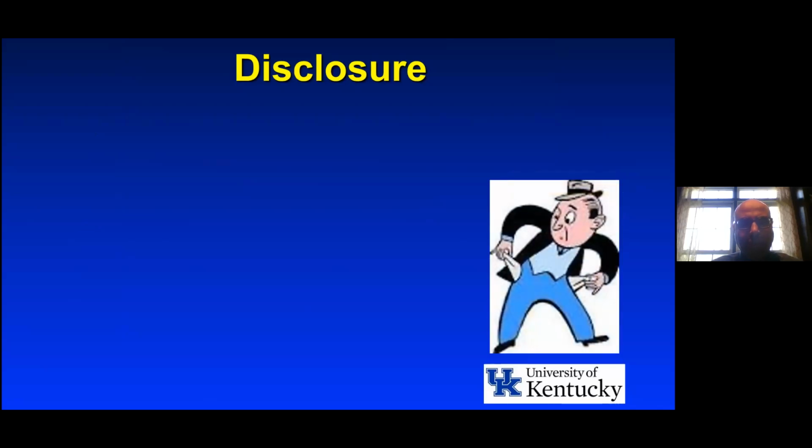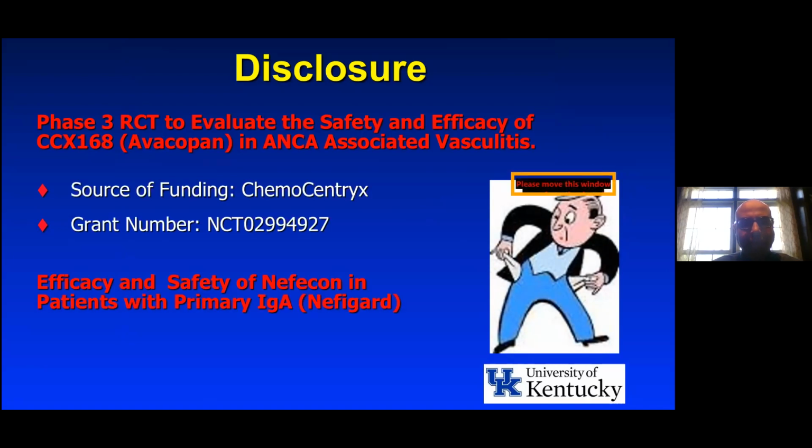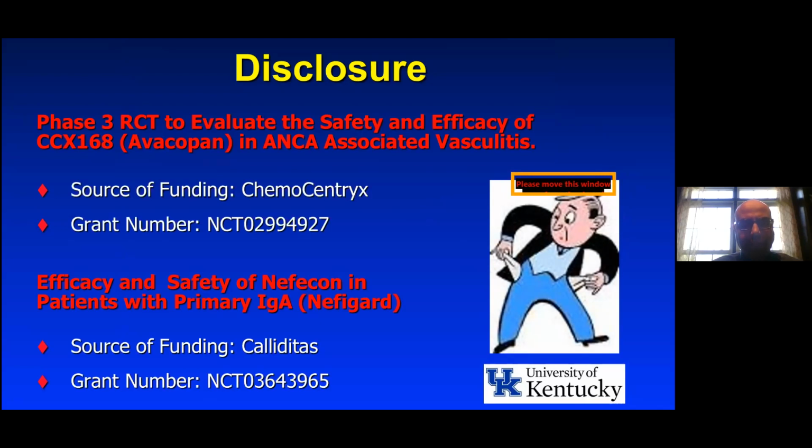First of all, I have to say that I have some disclosures, but I don't get any money from any pharmaceutical companies, and I'm not going to talk about any of the bone therapies or interventions today. I'm not going to talk about any off-label usage. And even the multi-center trials that I'm involved with with some of the pharmaceutical companies don't do anything with the bone. I have one of the phase 3 randomized clinical trials to evaluate efficacy and safety of avacopan, which is a C5a inhibitor in ANCA-associated vasculitis. And this is a multi-center study that's funded by ChemoCentrix pharmaceutical company.